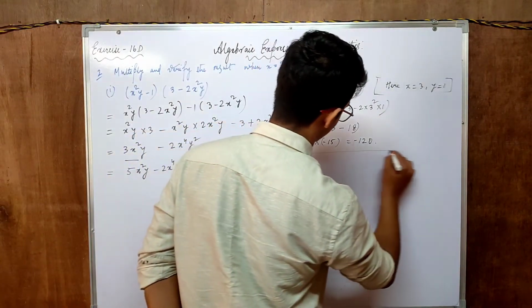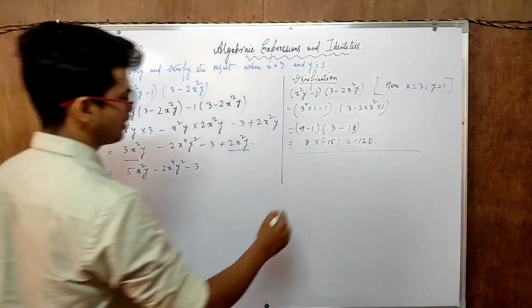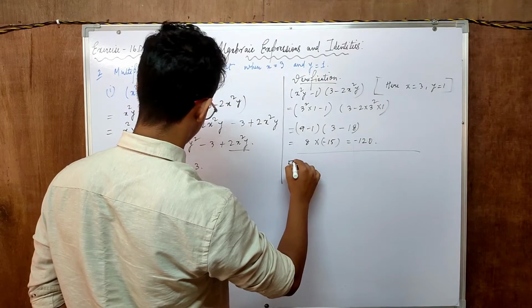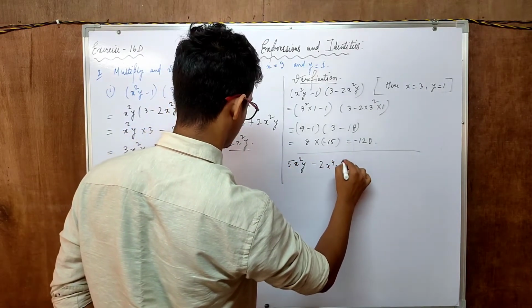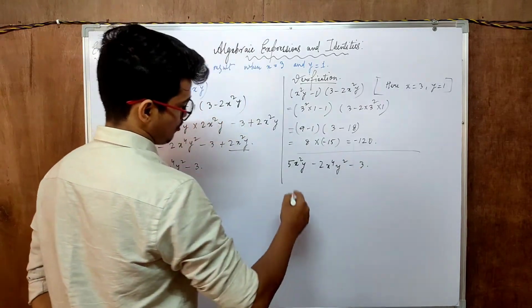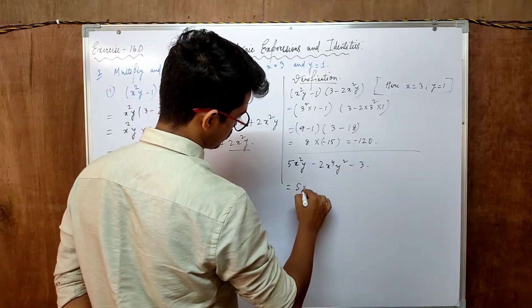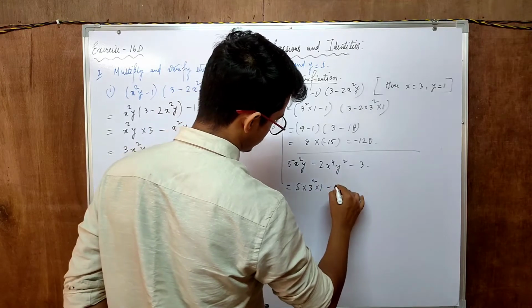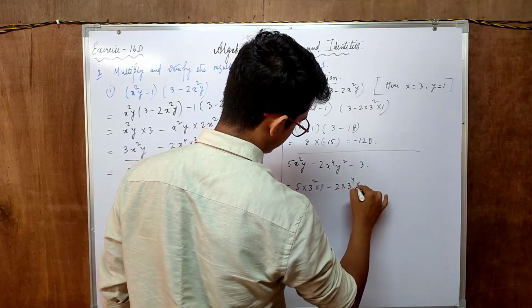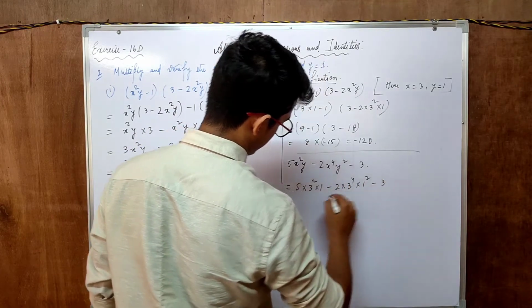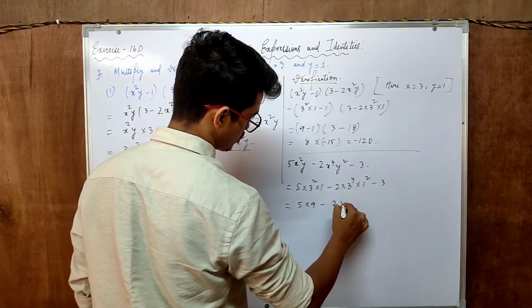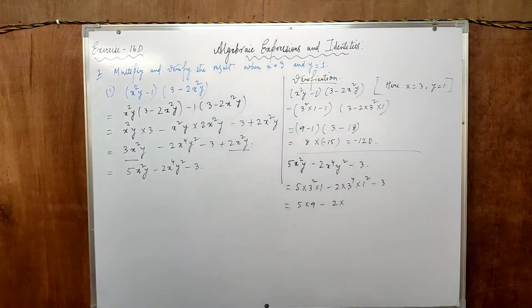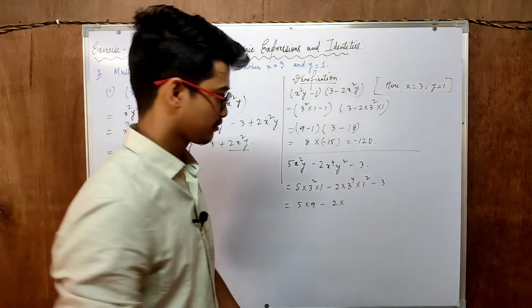Move on to the last part, which is the answer part. So the answer is how much? That is 5x square y minus 2x to the power 4 y square minus 3. Put the value. So 5 into 3 square into 1 minus 2 into 3 to the power 4 into 1 square minus 3. So 5 into 9 minus 2 into 3 to the power 4. So 3 to the power 4 means what? 3 into 3 into 3.